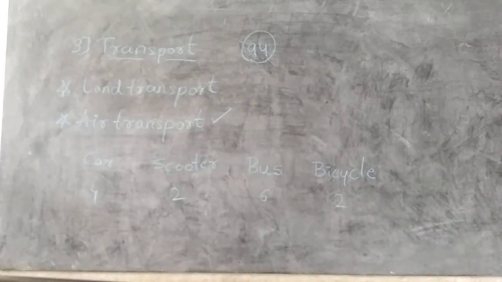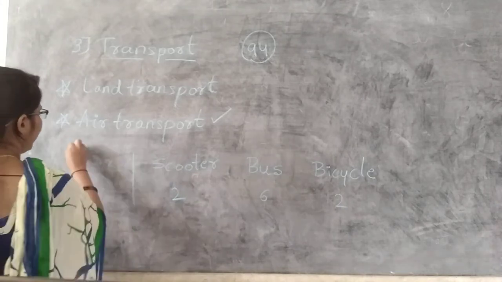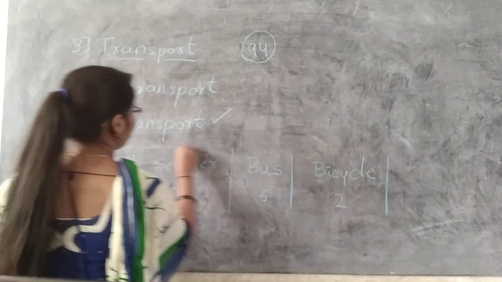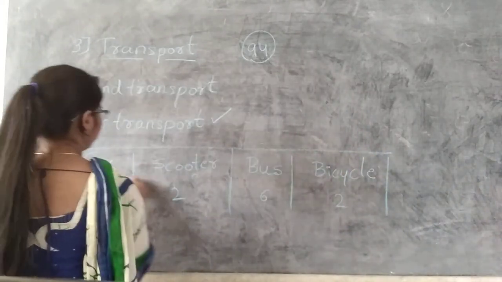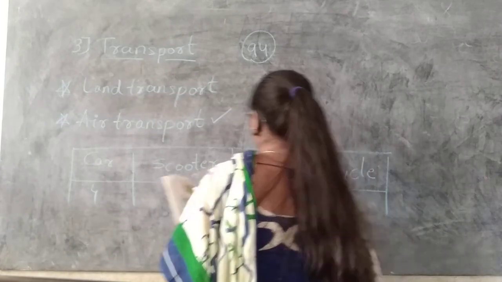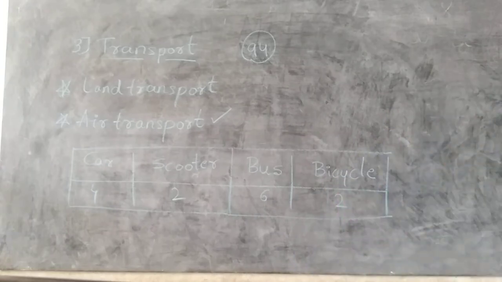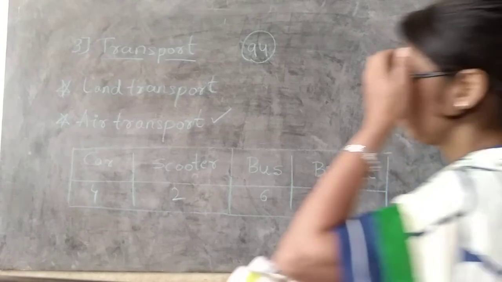Okay, right? Don't write this one in your classroom book. Write in your textbook, the page number 94. Write this one in your textbook. Okay.